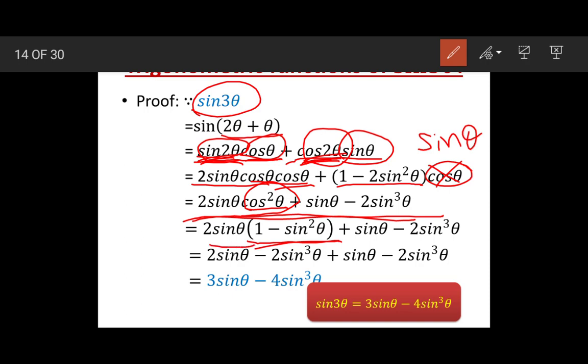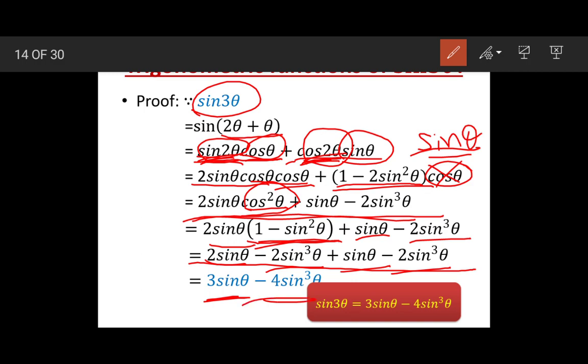So 2 sin theta into 1 minus sin square theta. Do the multiplication. So after multiplication we will get 2 sin theta minus 2 sin cube theta. Similarly 1 minus 2 sin square theta into sin theta. Do the multiplication. So we'll get sin theta minus 2 sin cube theta. See this step, 2 sin theta plus sin theta, that will be 3 sin theta, then minus 2 sin cube theta minus 2 sin cube theta. So that will be 4 sin cube theta.